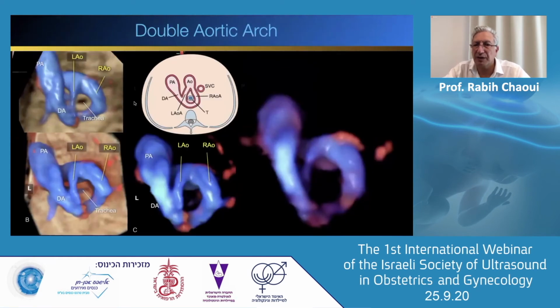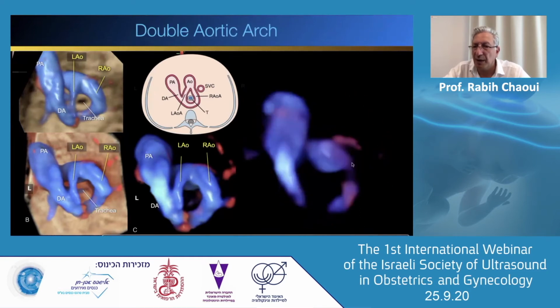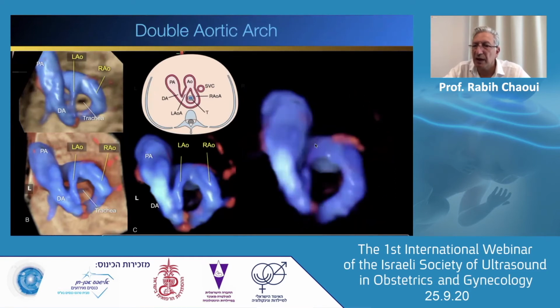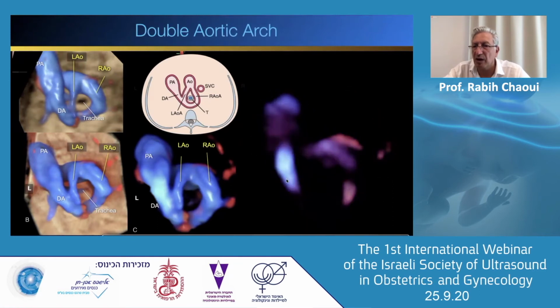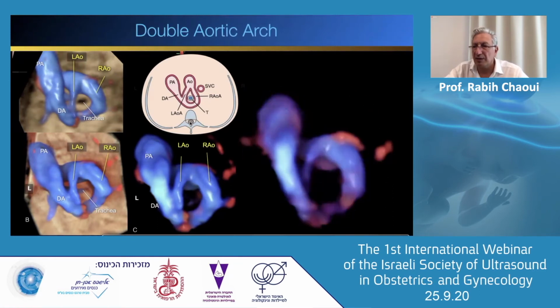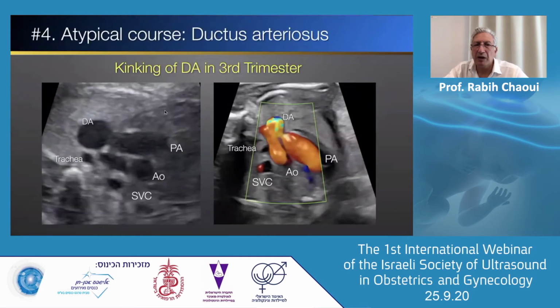Conversely to the double aortic arch, when you have a right arch, left aortic arch, you see the double arch here, and you see on the video how it looks. So this is the double aortic arch with the right prominent and a left narrow arch with the patent ductus arteriosus. Now, an atypical course could also be on the pulmonary artery side, like in this case. In late gestation, the kinking of the ductus arteriosus could be rather a normal variant.